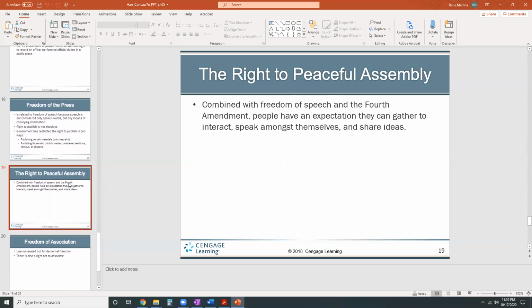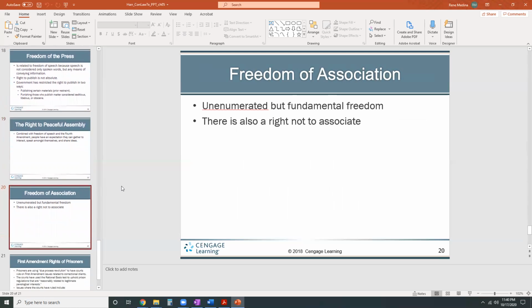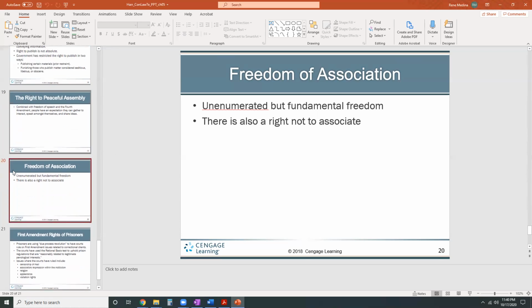The fifth right is the right to peacefully assemble. Okay. And what this means is that combined with the freedom of speech and the Fourth Amendment, people have the expectation that they can gather with other people, hang out with other people, talk among themselves, and share ideas. It's related to freedom of association, which is not expressly stated in the First Amendment. This means you have the right to hang out with whoever you want. It also means you have the right to not hang out with people you don't want to hang out with, right? So, like, if a person wants me to hang out with them and I don't want to, I have the right to not hang out with that person. It's not explicitly stated within the First Amendment, but it is implied within the First Amendment, related to the concept of peace, the right that you have to peacefully assemble with other people. Again, the fifth right within the First Amendment that we're talking about.